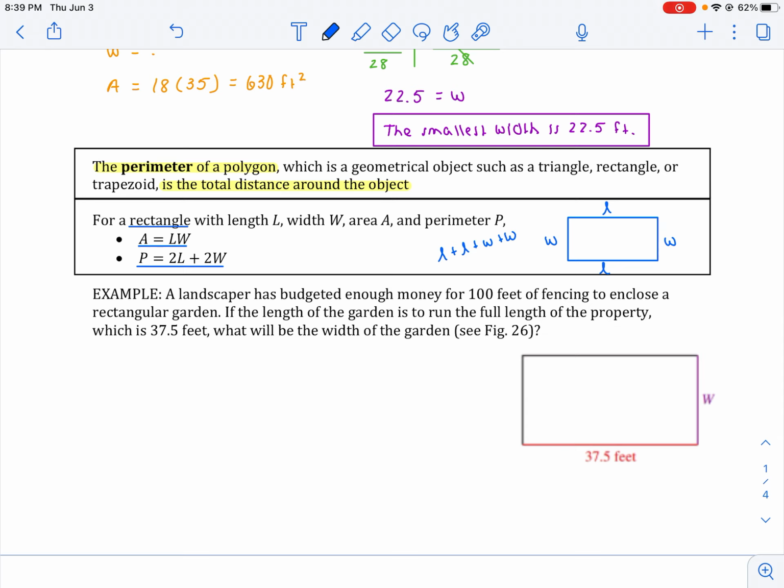A landscaper has budgeted enough money for 100 feet of fencing to enclose a rectangular garden. So he's enclosing it. This number is talking about a perimeter because we're talking about the distance around something. So I know I'm dealing with perimeter. That's what the 100 is. If the length of the garden is to run the full length of the property, which is 37.5 feet, so again, we're given the length, 37.5 feet, what will the width of the garden be?